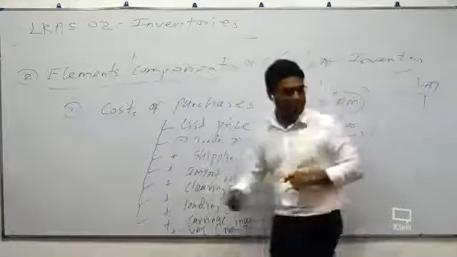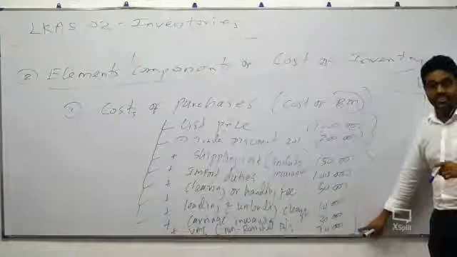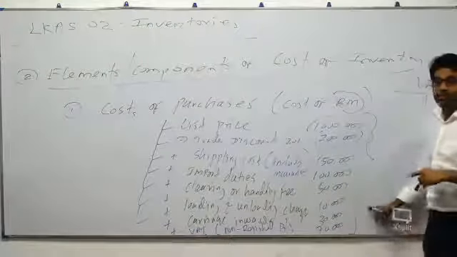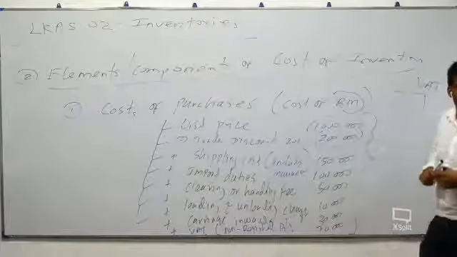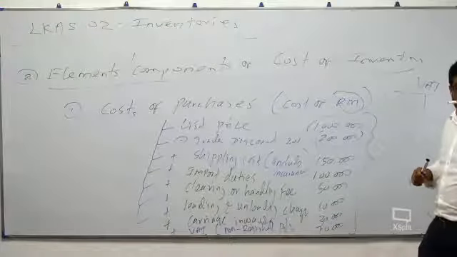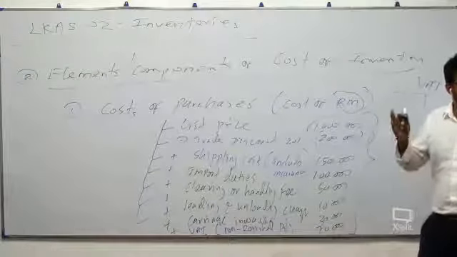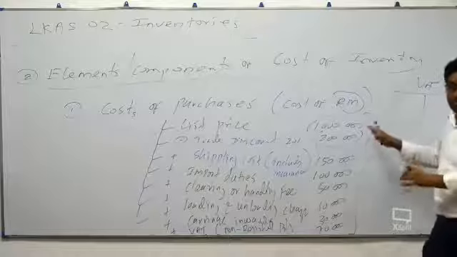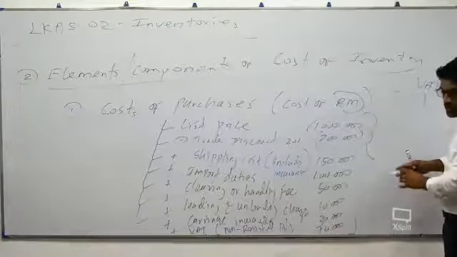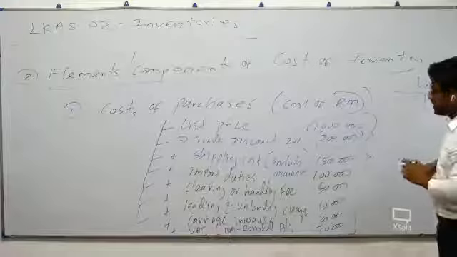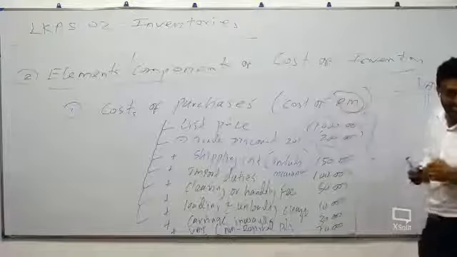How much is the total cost of purchases? Total cost of purchases. How to find out the cost of inventories? One is cost of purchases. So all these, we call it cost of purchases. Another word, raw material cost. Raw material cost.